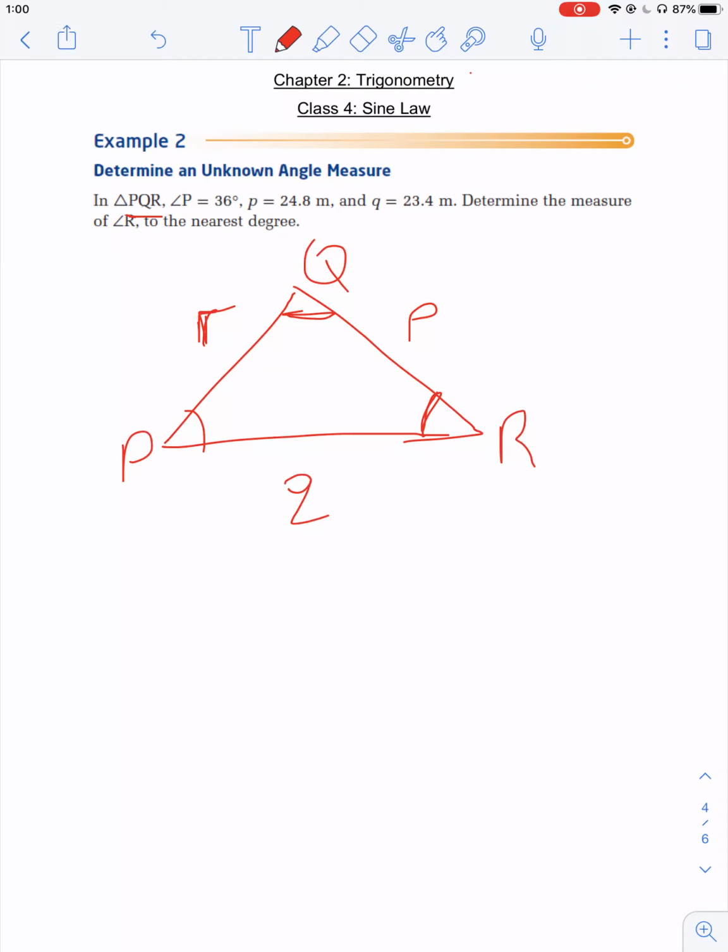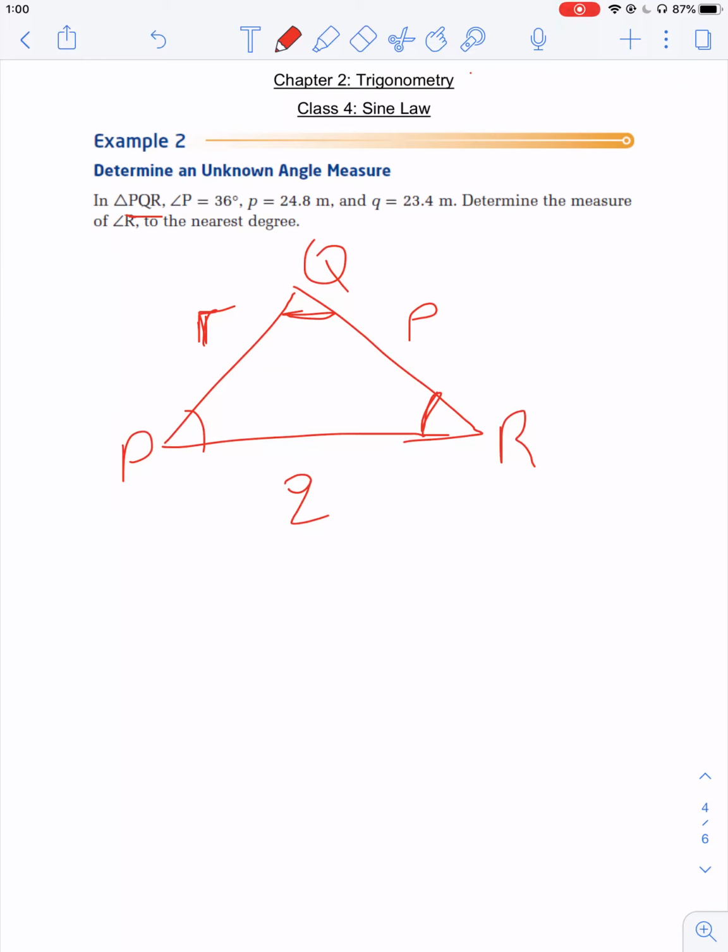And again, you draw your triangle however you want. If you chose this to be Q, then it doesn't matter, as long as if this is your Q, then this has to be small q. So you have to be consistent with the way you choose to draw your picture.